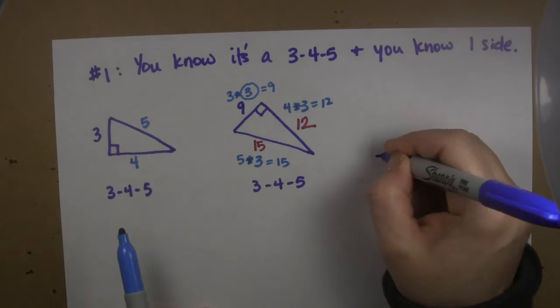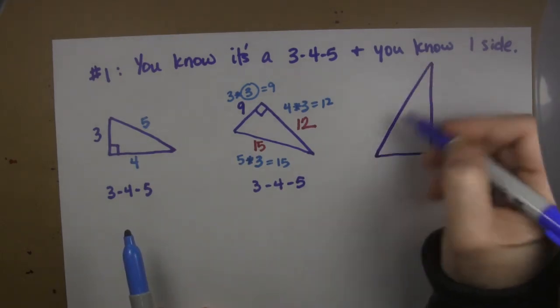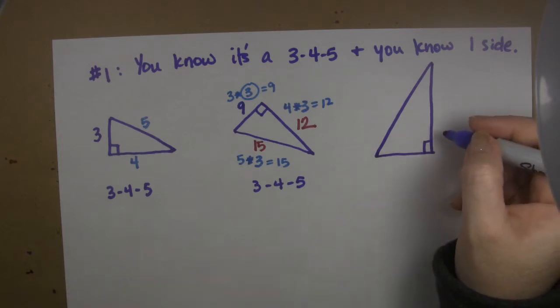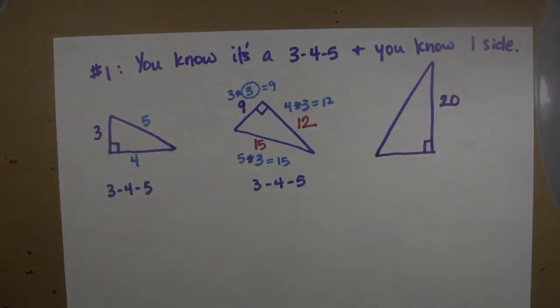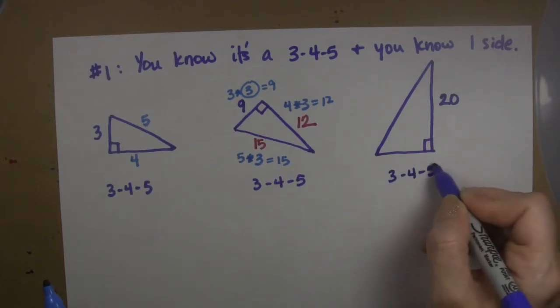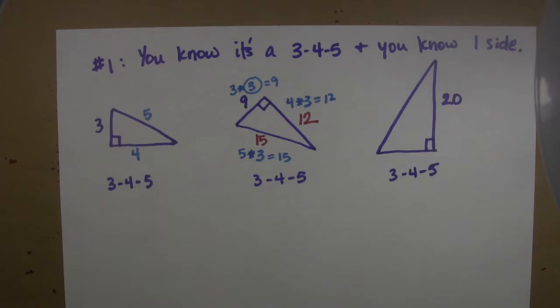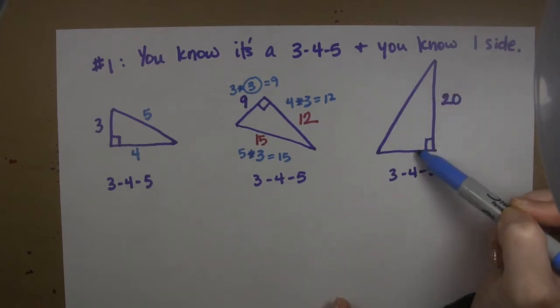Let's say we have this, and let's say that we know that this length right here is 20. How can we figure out this? Oh, we do still know that it's a 3, 4, 5 triangle. They had to tell us that. We can't guess. All right, so this is not the hypotenuse, and it's not the shortest leg.